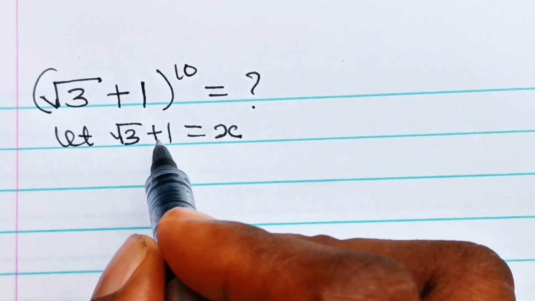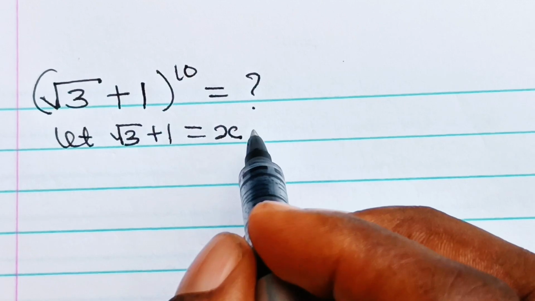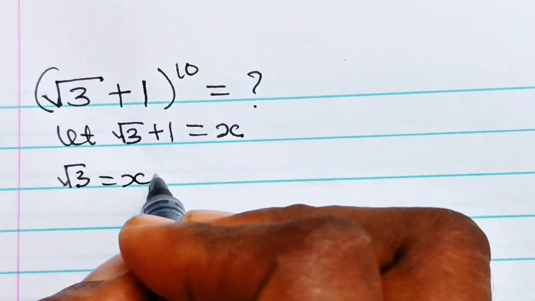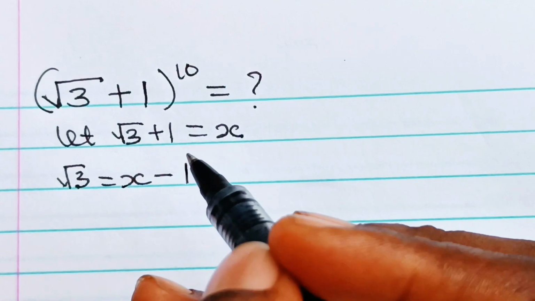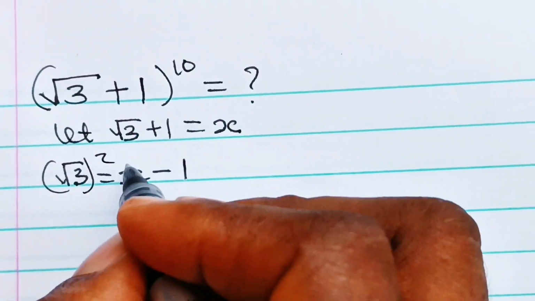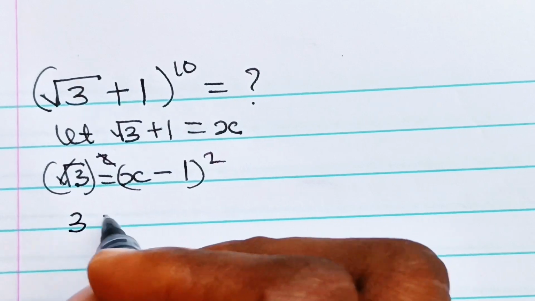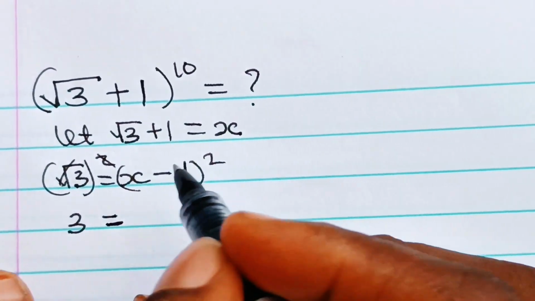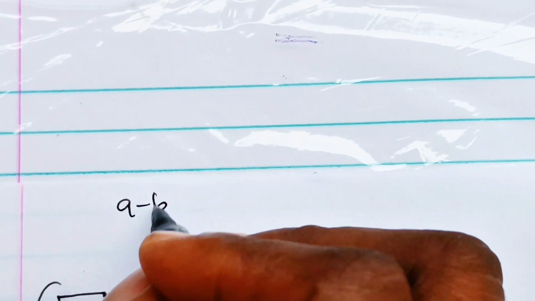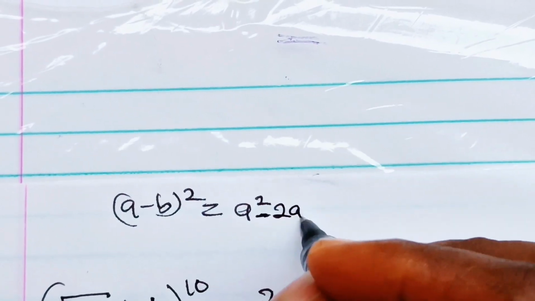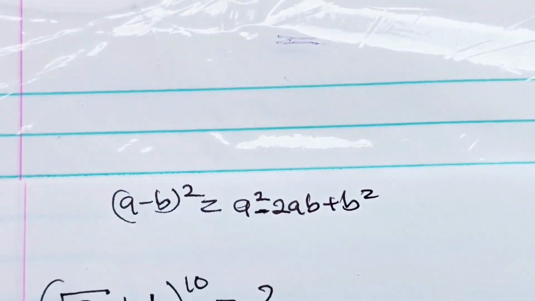We are going to transfer this plus 1 to the other side to become minus 1, right? So we say root 3 is equal to x minus 1. All right, now let's square both sides of this equation. So we cancel this, we have 3 is equal to, now when you have a minus b squared, this is equal to a squared minus 2ab plus b squared.